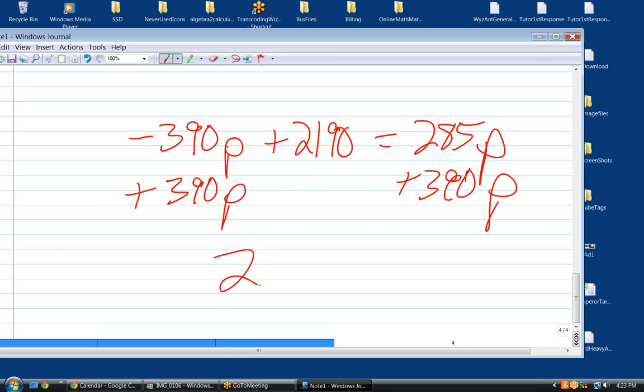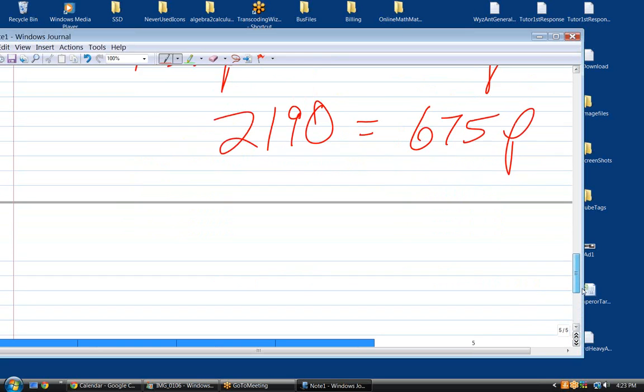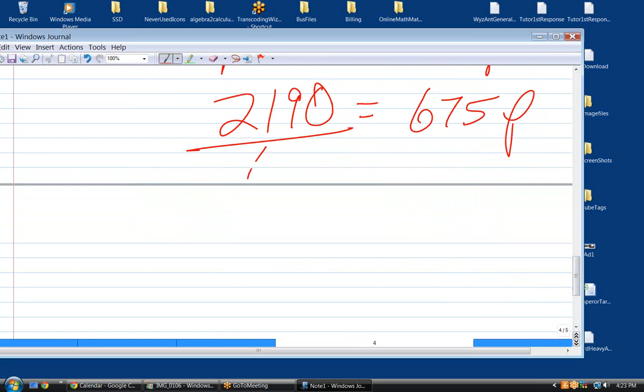That leaves me a positive number on the left and 675p on the right. Now what's the final step to solve for p? Divide. Let me look at what that is equal to on my calculator.